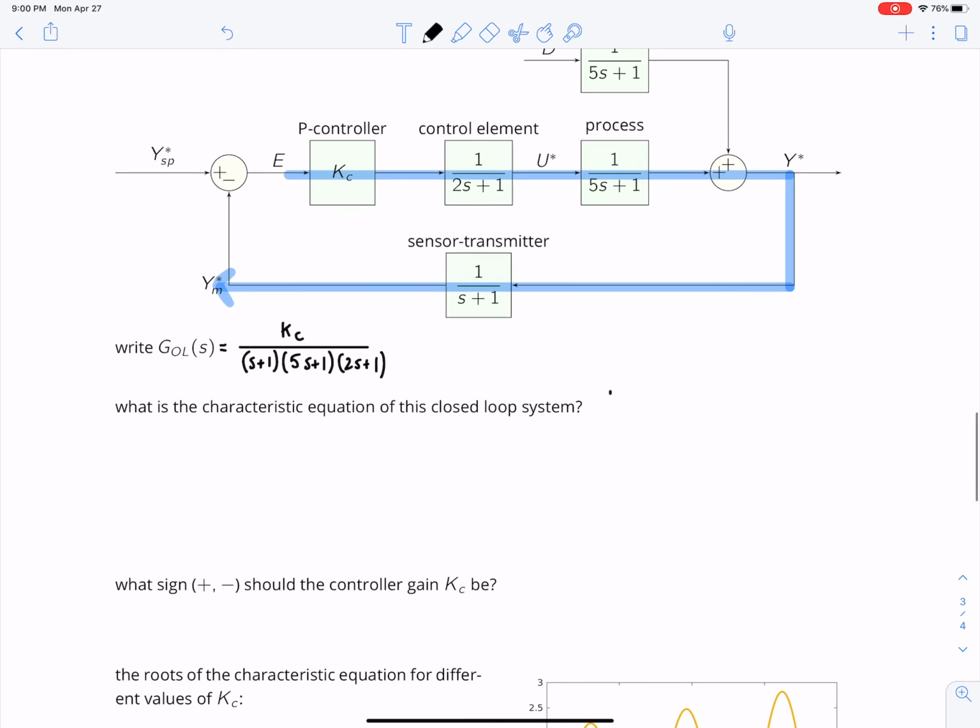What's the characteristic equation? We have 1 plus the open loop of s equals 0. We need to multiply by the denominator to make it look like a polynomial. So then we have s plus 1, 5s plus 1, 2s plus 1, plus Kc equals 0, and it's a third order polynomial. Okay, and then we can find the roots of this numerically. A little tedious to analyze this analytically. I don't even know if it's possible. I wouldn't try. Cubic roots are not friendly.